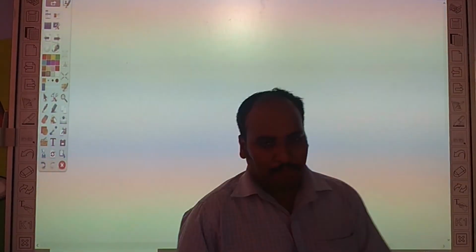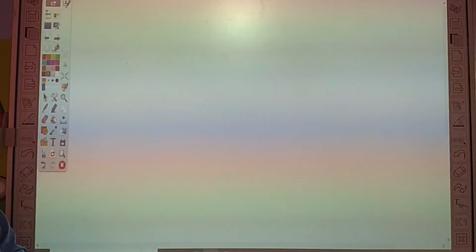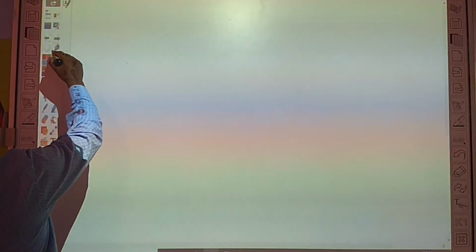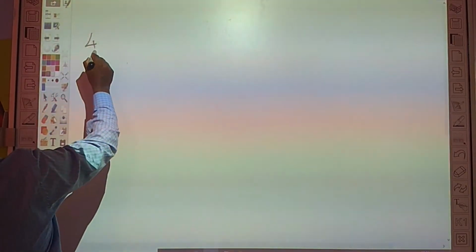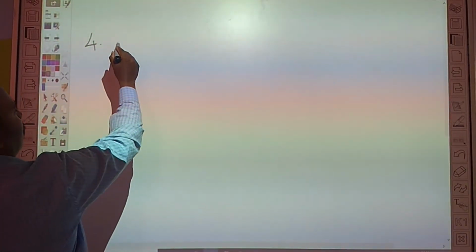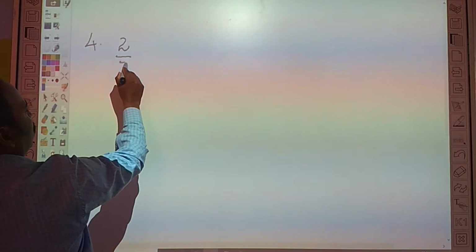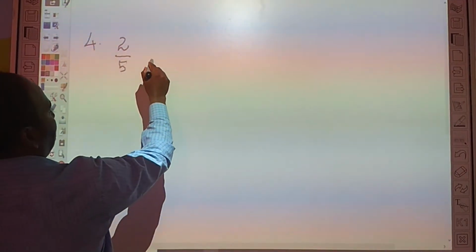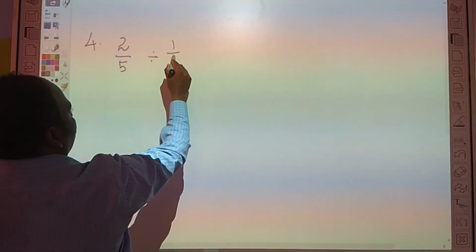Our fourth problem is 2 by 5 divide 1 by 2.